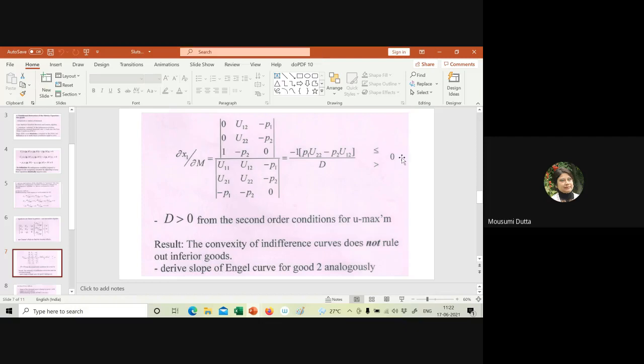There is a typo here, so it will be this. Okay, is it okay now? Yes, ma'am. Now, what will be the sign of these income effect?